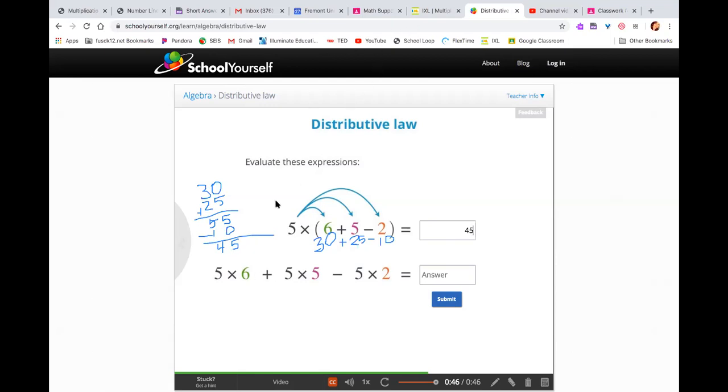Now we're doing this again. So 5 times 6 is still 30. 5 times 5 is still 25. Bring down the minus. Notice how they're in the exact same order. 5 times 2 is still 10. So are we going to get the same answer? Yes, because it may look a little different, but as you can see, all our numbers are ending up the same. So we got 45 for our top and bottom.